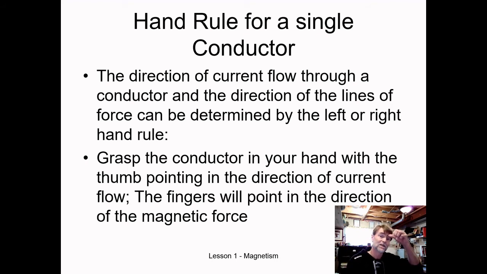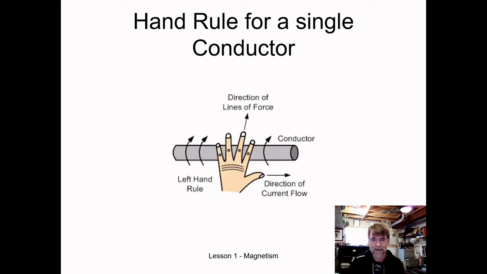The first bullet says the direction of current flow through a conductor, and the direction of the lines of force, can be determined by using either your left or your right hand. Oh, crazy. We can use both hands. The rule says we grasp the conductor in our hand with the thumb pointing in the direction of the current flow, and the fingers will point in the direction of the magnetic force. So I have a picture that shows what that looks like.